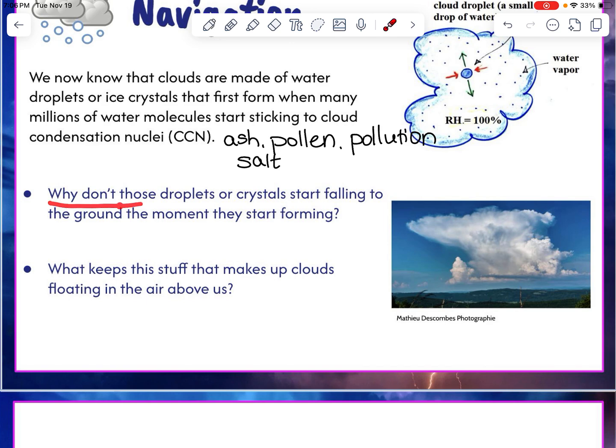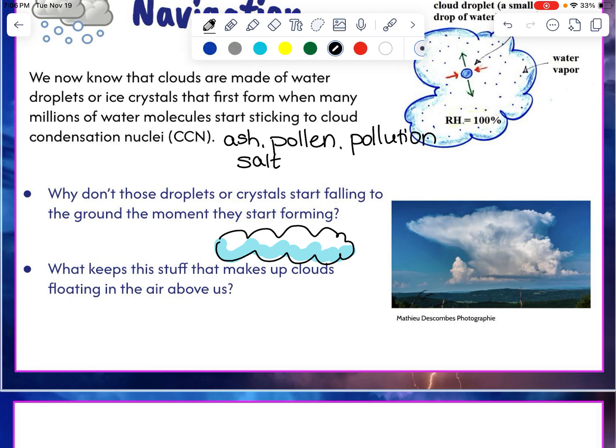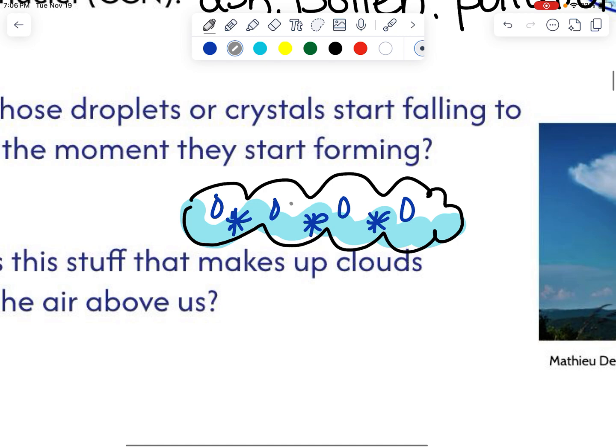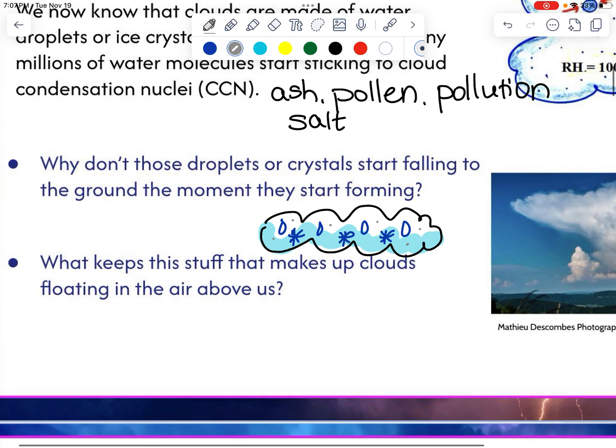The question is though, why don't those droplets or crystals start falling to the ground the moment they start forming? What keeps this stuff that makes up a cloud floating in the air above us? So we said that a cloud is made up of a couple of things. It's made up of gases, and it's made up of water droplets and ice crystals that are suspended in those gases. And at the heart of it are tiny little specks of things like dust, ash, and pollen that started all condensing in the first place. We call those little specks CCN.